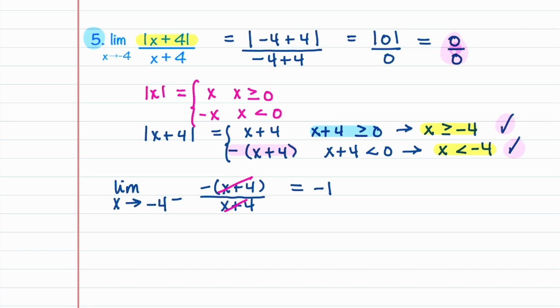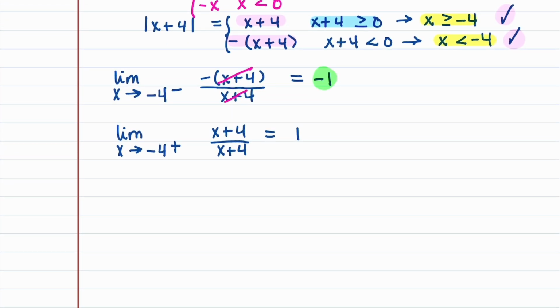Now let's look at our right-hand piece. This is the limit as x goes to -4 from the right. We're going to plug in x plus 4. So we have an x plus 4 on the top, x plus 4 on the bottom, and we end up with a value of 1.